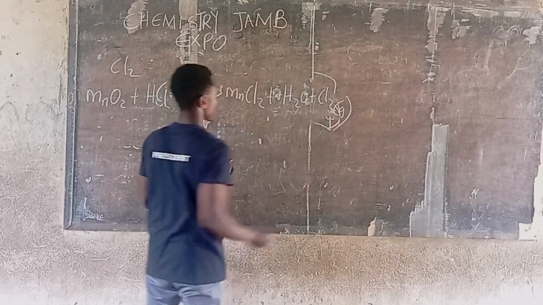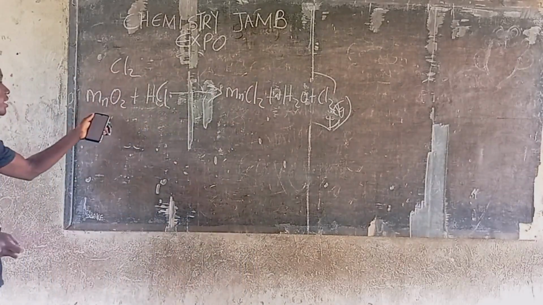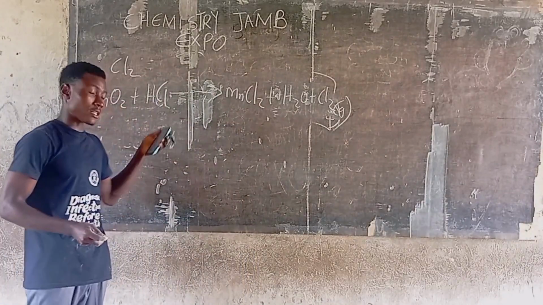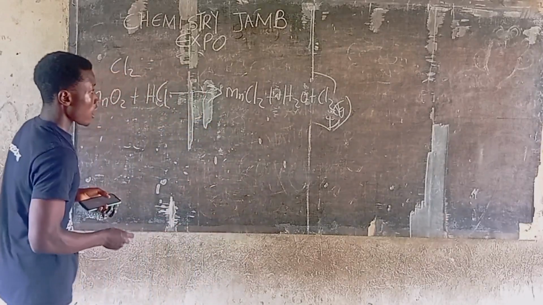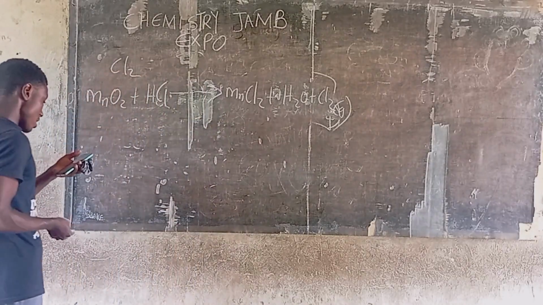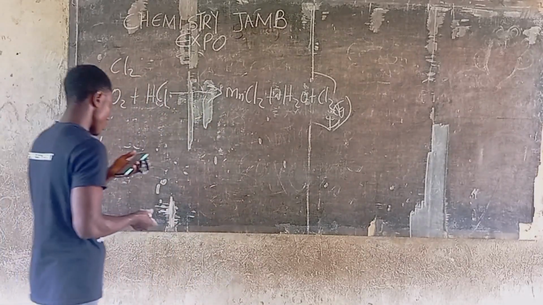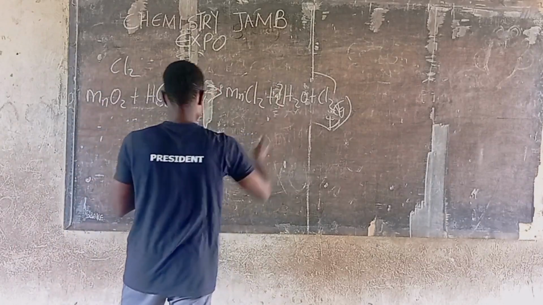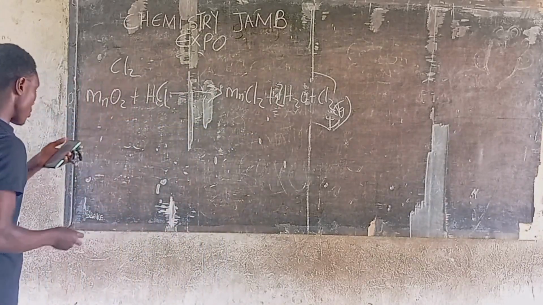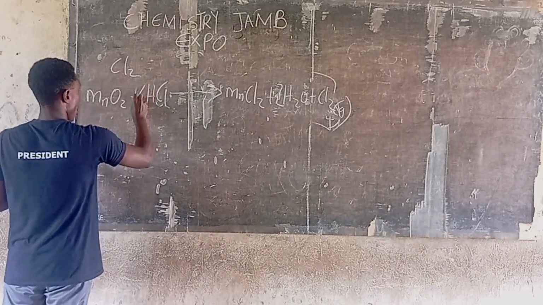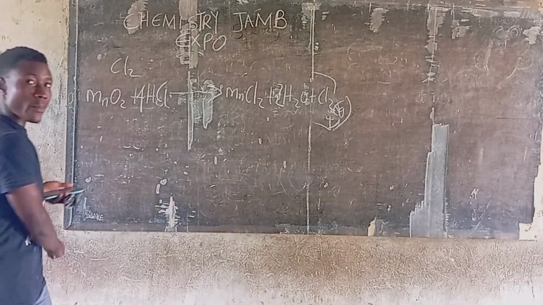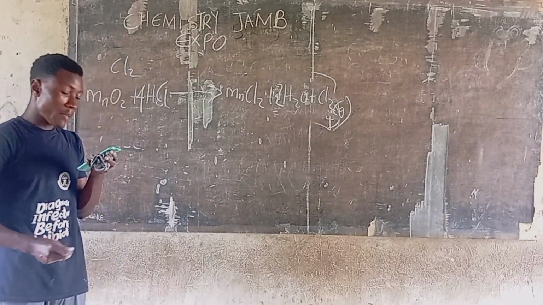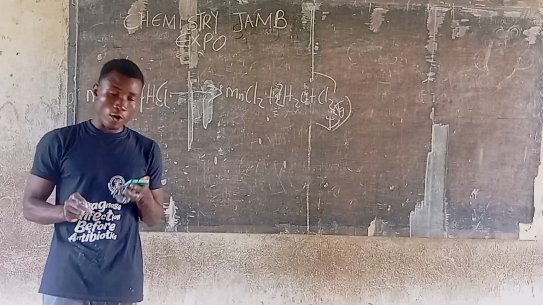As you can see here, manganese oxide plus concentrated hydrochloric acid giving us manganese chloride plus water plus chlorine gas. Balancing this, we simply put in our 2 here in the water molecules and we put 4 in our hydrochloric acid. To check, the reaction is balanced.